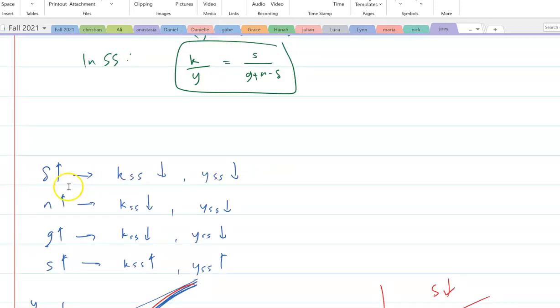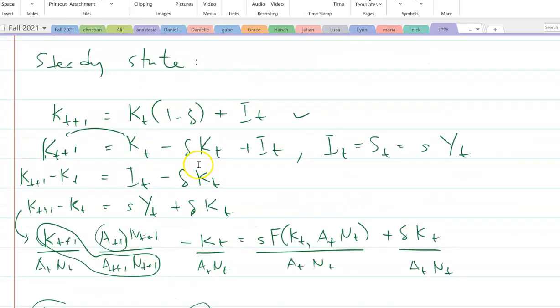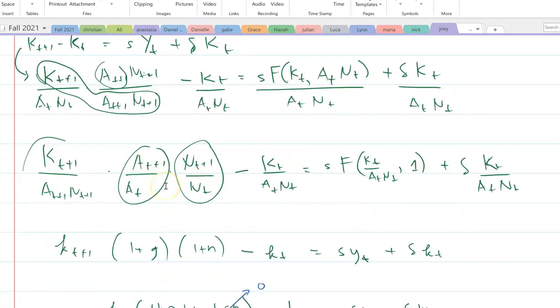As you can see here, if delta rises, what happens? If delta rises, what happens to this line here? This line rotates upward, right? And your steady state capital will be smaller.